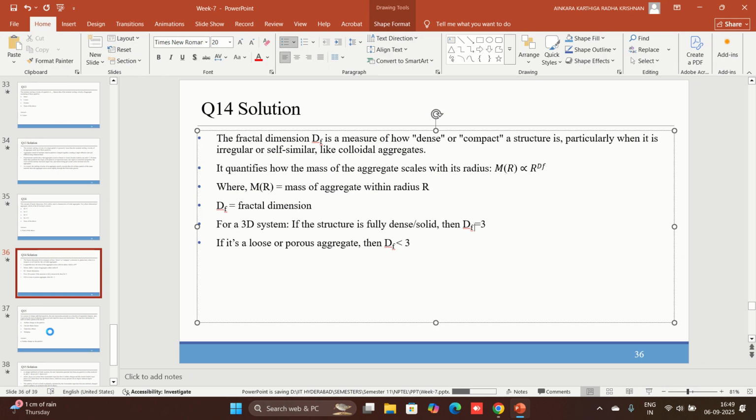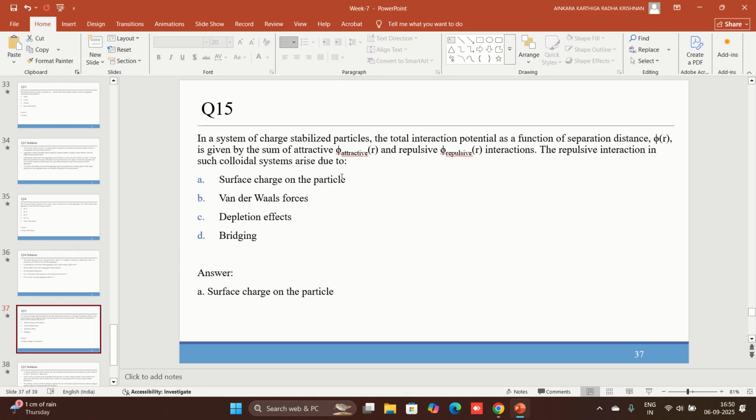So today's last question deals with question 15. In a system of charge stabilized particles, the total interaction potential as a function of separation distance phi r is given by the sum of attractive phi r, phi attractive r, and repulsive r interactions.